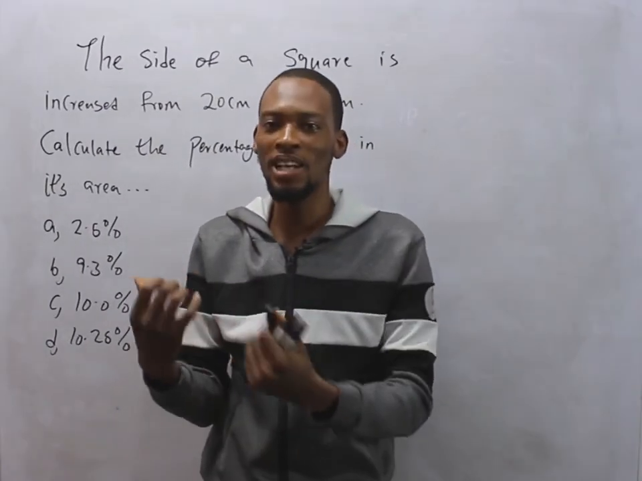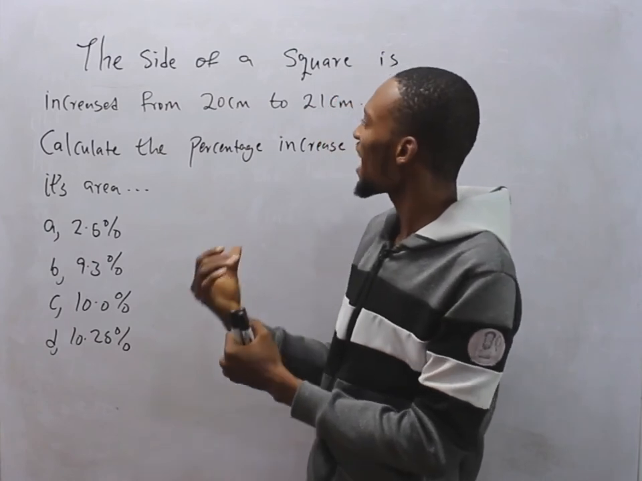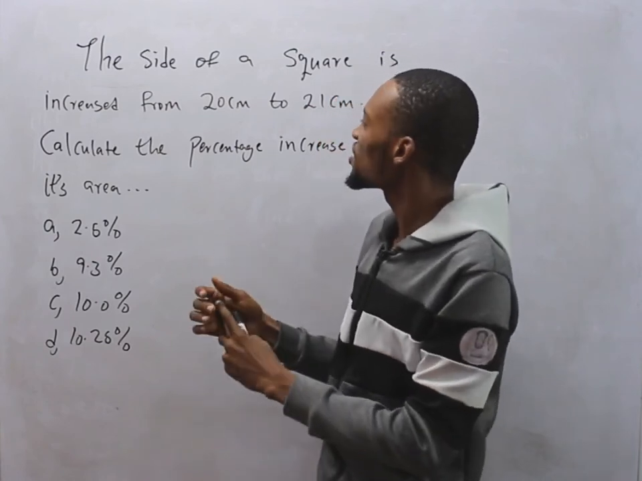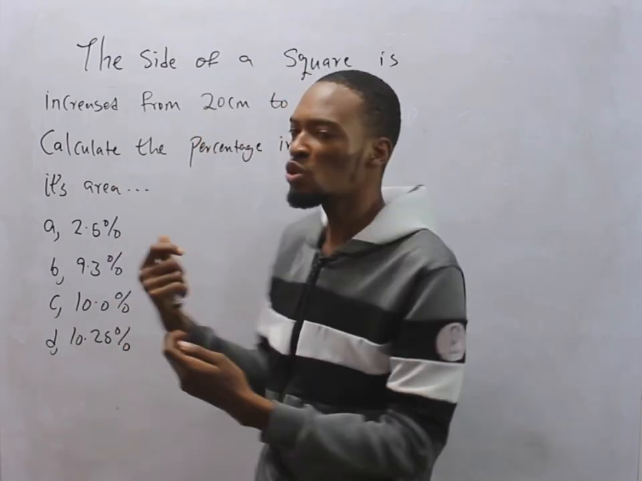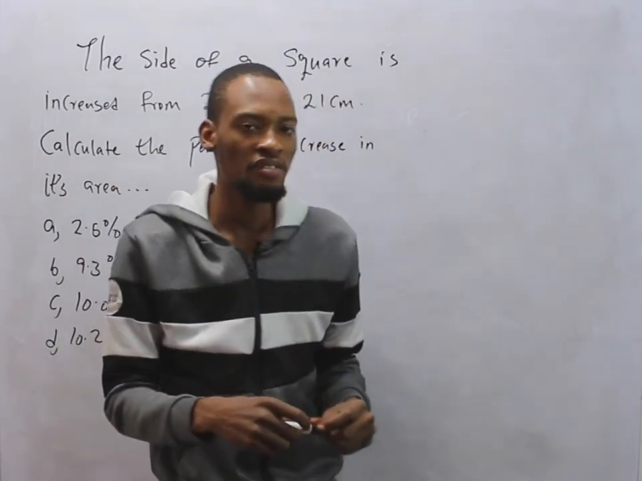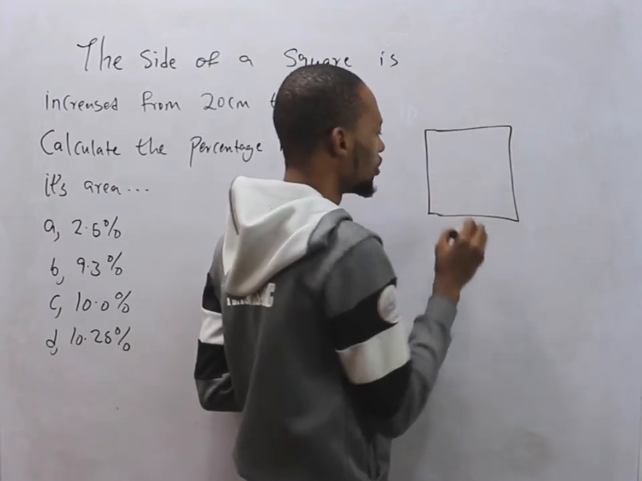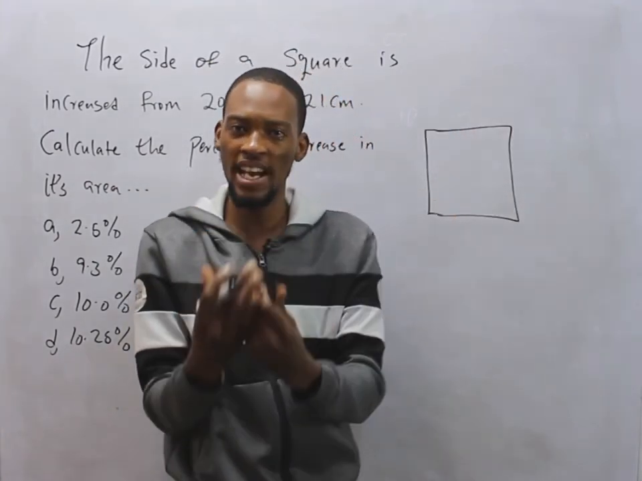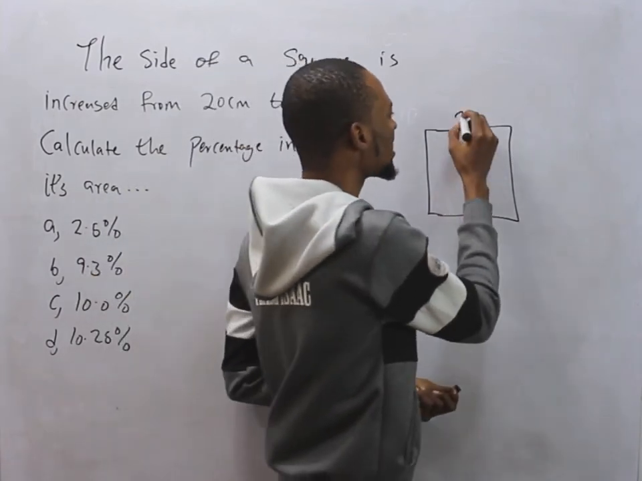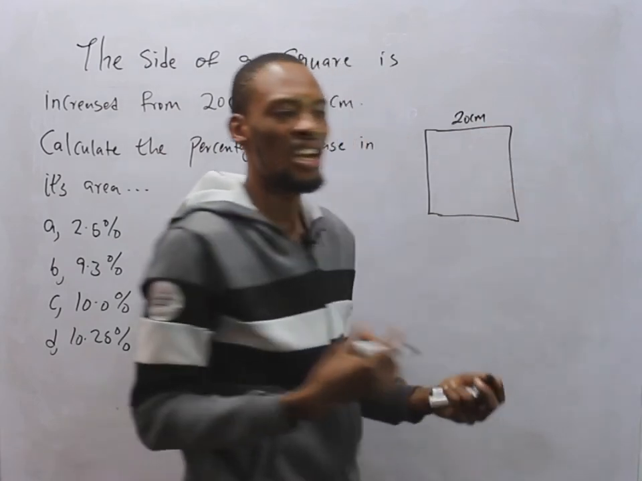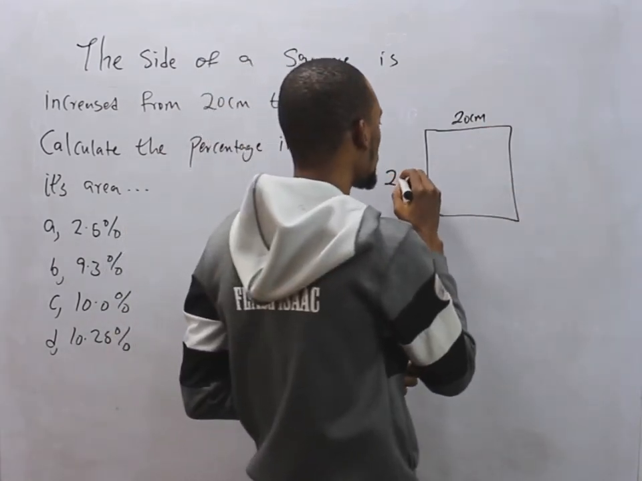Alright, take a look at this question. It says the size of a square is increased from 20 centimeter to 21 centimeter. Remember, square is a shape with four equal sides. This means if this is a square and this side is 20 centimeter, every other side will be equal to 20 centimeter.